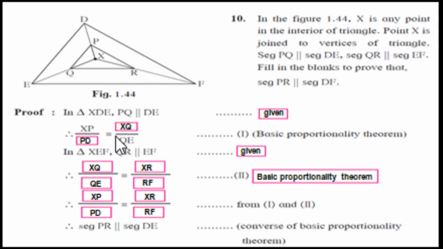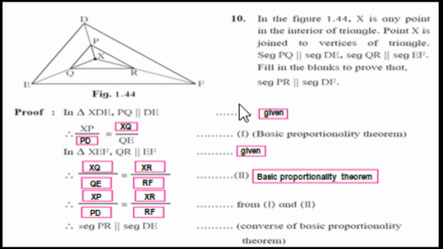Then we are taking another triangle, XEF. Now in this triangle XEF, QR is parallel to EF. That is given. Now similarly, by the basic proportionality theorem, XQ upon QE is equal to XR upon RF.